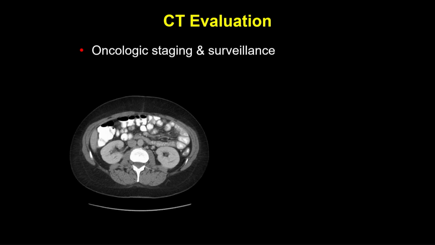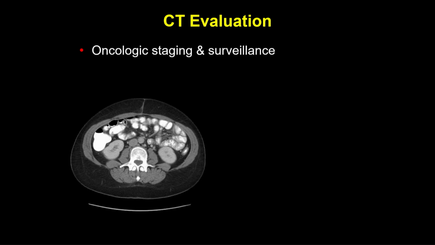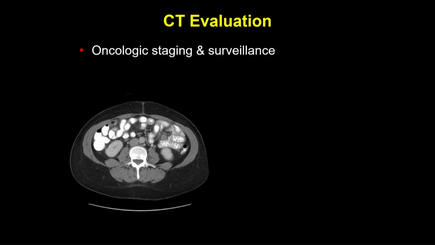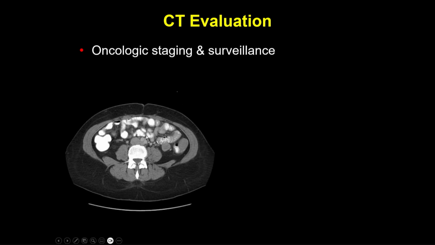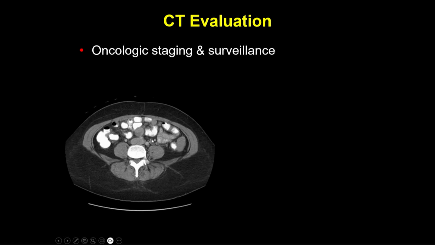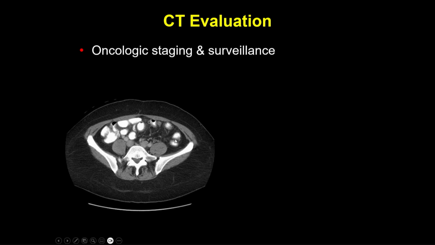Here's another case. This is a GI stromal tumor undergoing surveillance. And I think it's pretty hard to detect. There's a subtle implant here. If that were the only lesion, I think oral contrast would have helped. There are other masses, though. This is sort of all these little cannonballs of GI stromal tumor.